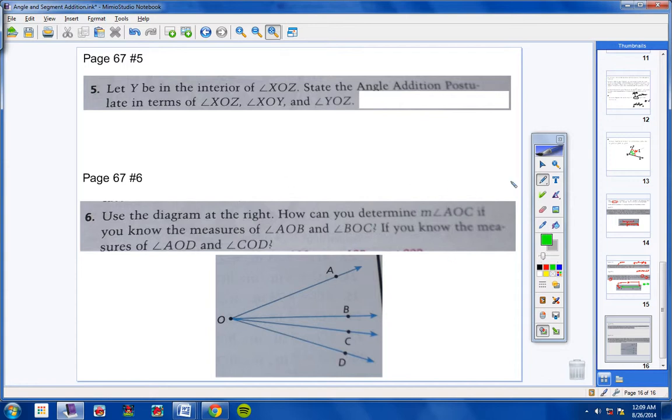Number 5 and 6, and then we'll be finished. Okay, let Y be in the interior of XOZ. So very quickly, here's X, here's O, here's Z. Take some really good notes on this, please. Let Y be in the interior. So here's this, and here's Y.